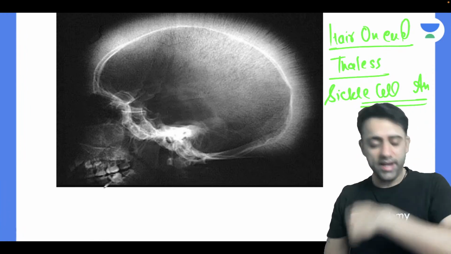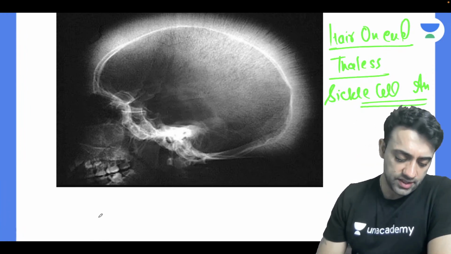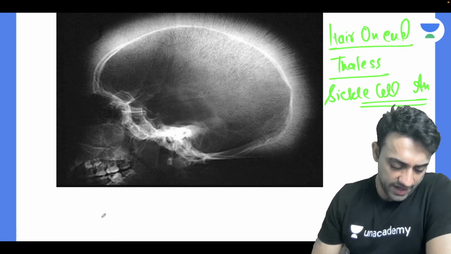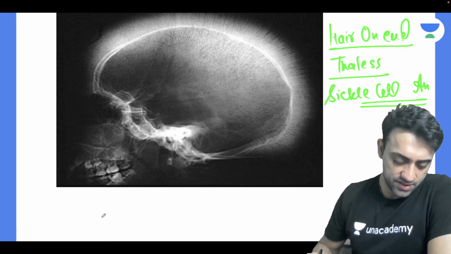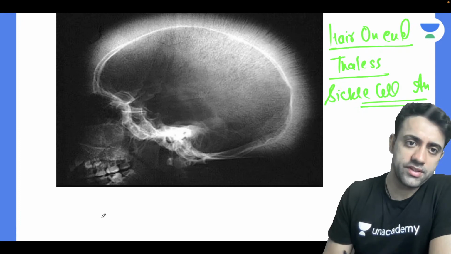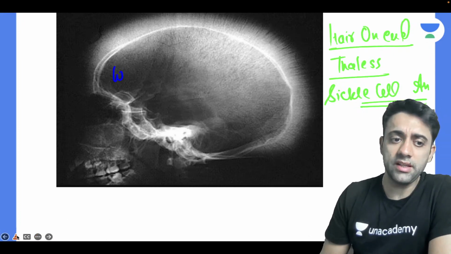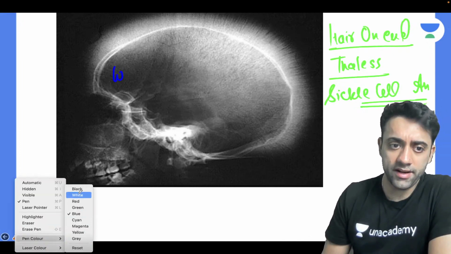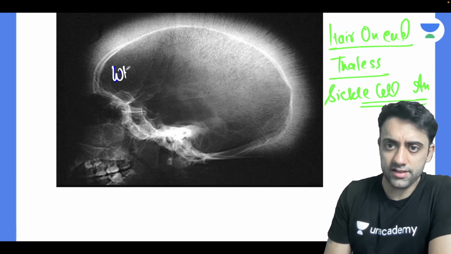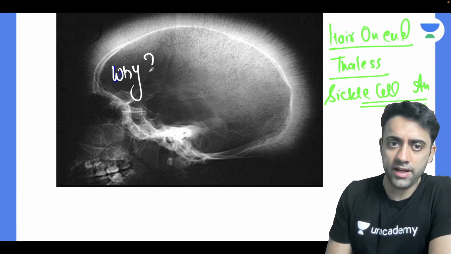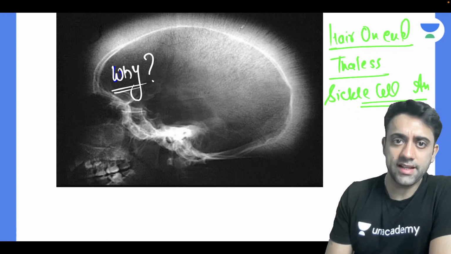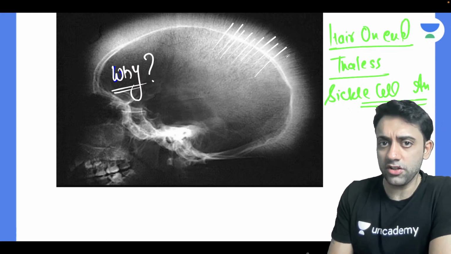Can you please tell me why, here, hair on end? Okay, Priya, Swaraj, K Singh, and Rashmi. The question is why do you see hair on end appearance in a case of thalassemia? Can you please tell me why? One single line answer.